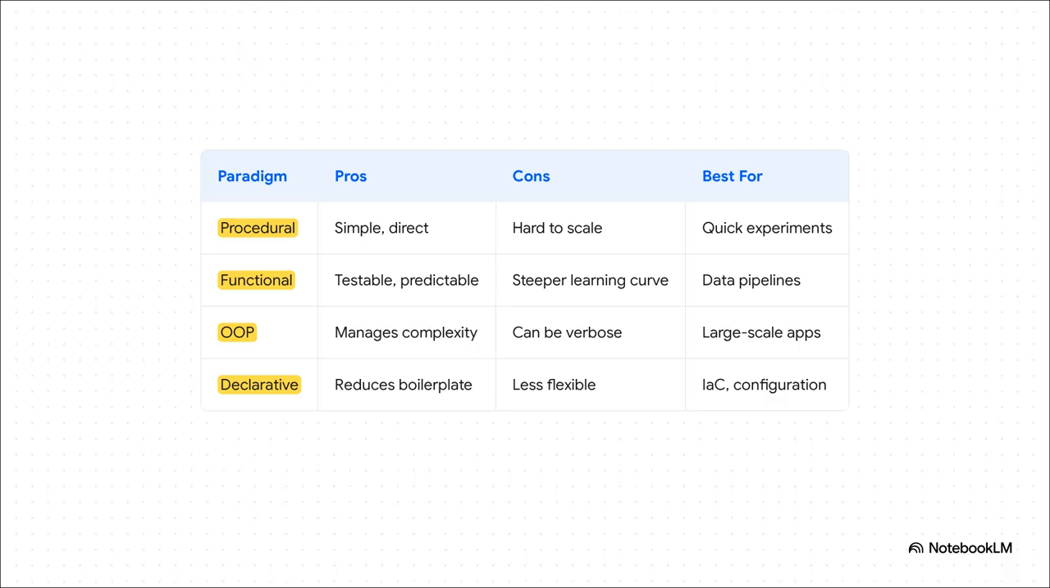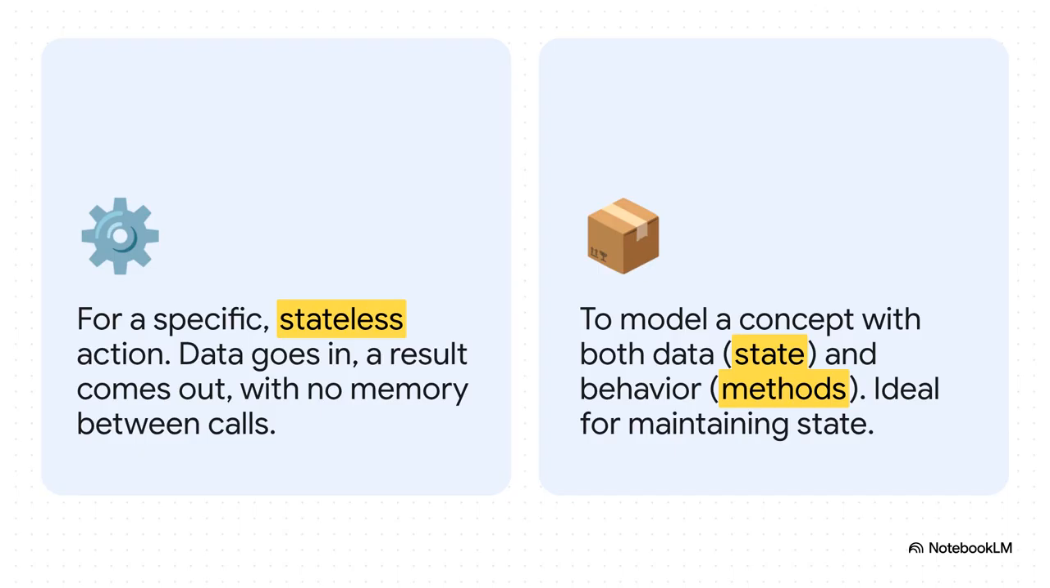Procedural is for your rapid prototyping. Functional is for building those bulletproof data pipelines. Declarative is for defining your infrastructure. And OOP, that's the backbone for your large-scale applications. You see, there's no single winner here. It's all about context. This brings us to a super practical question you're going to ask yourself every day.